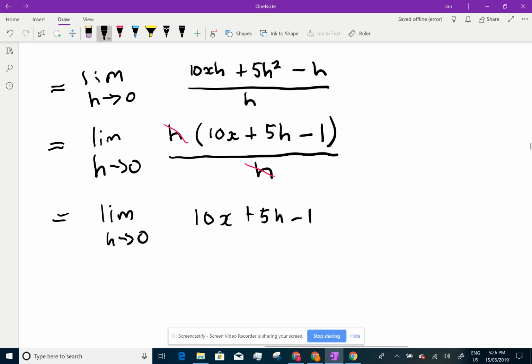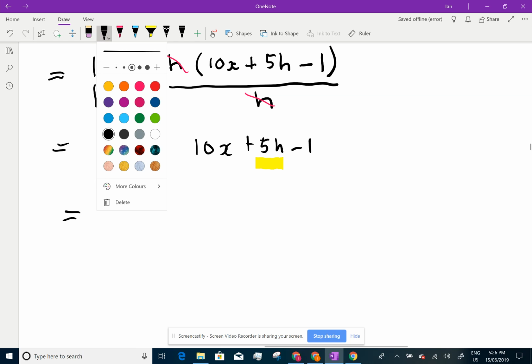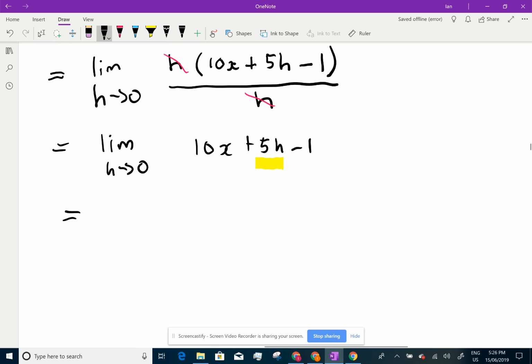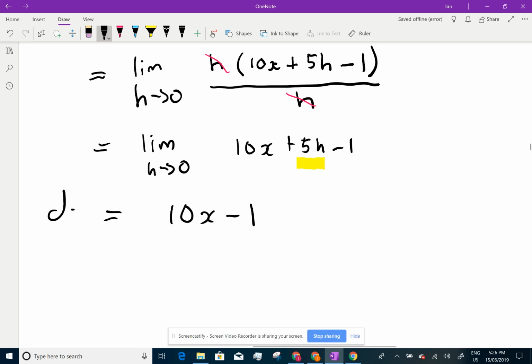Now as h approaches 0, this is going to go to 0. So the limit is what's left. And the limit, well, I don't even need to write that now. The limit will be what's left. And what's left is 10x minus 1. And that we can call the gradient function, the dy dx, the derivative.